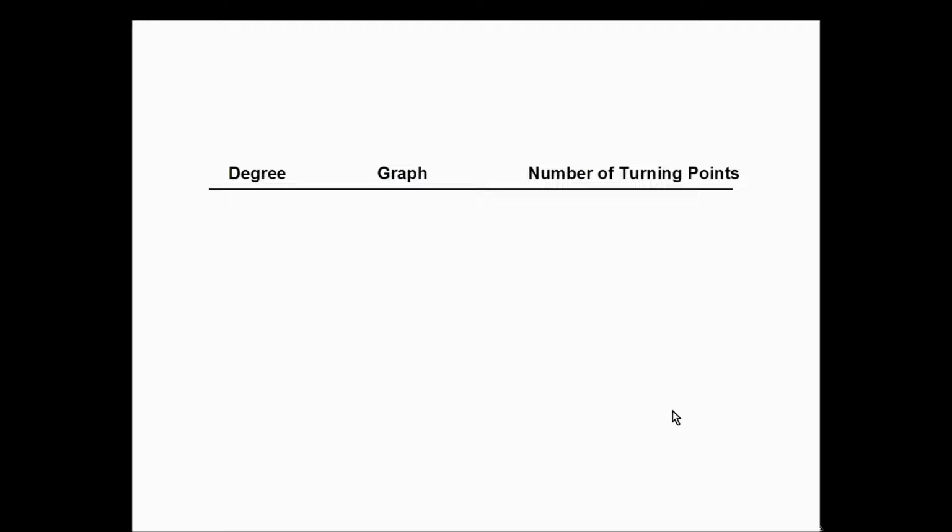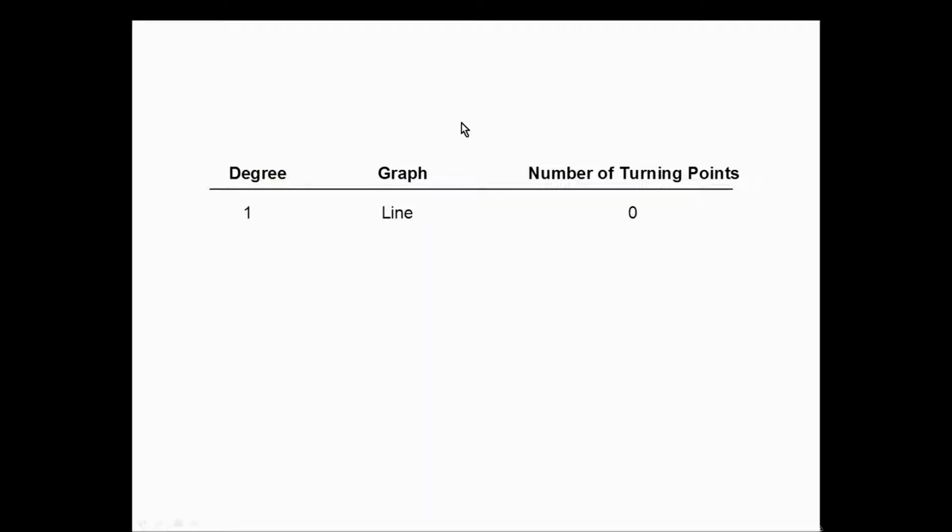We're going to set up a relationship between the degree, the graph, and the number of turning points. Okay, see if we can discover a pattern. So if it's degree 1, it's a line. A line doesn't have any turning points. It's always going uphill, always going downhill, or else it's a horizontal line like that one.